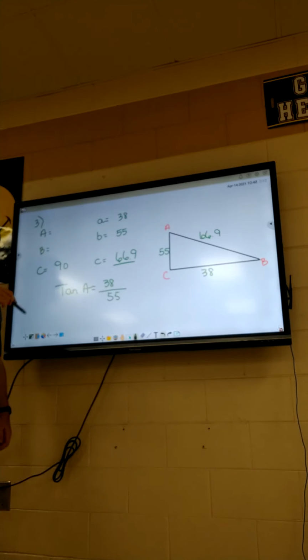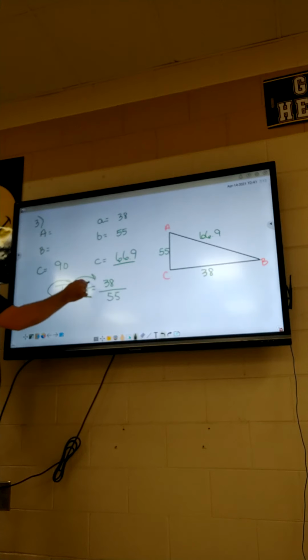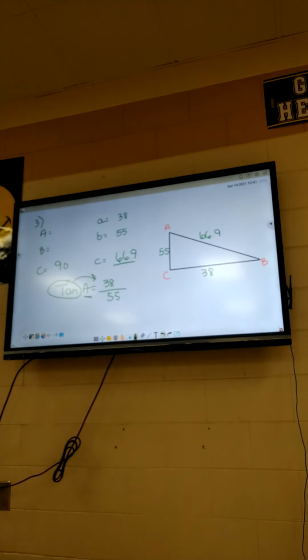Now, this one's got the extra step. What do I mean by that? If you've got to find an angle, you got to do the extra step. You got to take tangent over, and what happens to it when you take it over? Negative 1. All right, do the extra step, get your answer, write it in degrees and minutes. If it's an angle, we got to write it in degrees and minutes.